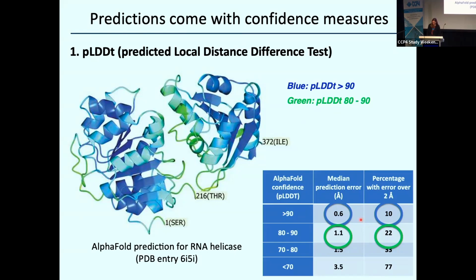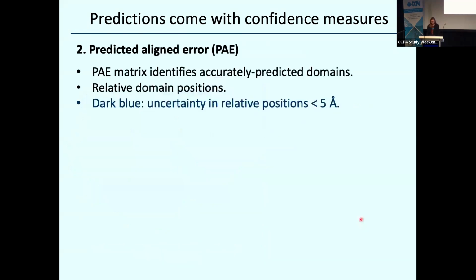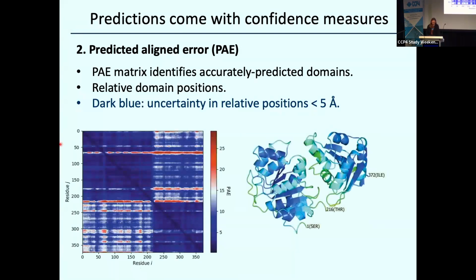So this is one of the confidence measures, but the second confidence measure provided with each AlphaFold prediction is the predicted aligned error. This is a matrix, and the values in this matrix essentially inform us about the certainty of the relative position between 2 residues. So we can learn something about relative domain positions. Let's look at the PAE plot, since it's very handy to look at this in a graph, for our RNA helicase example.